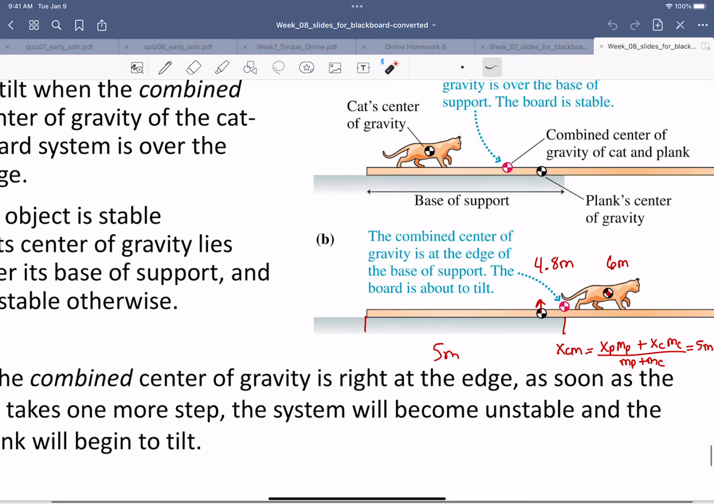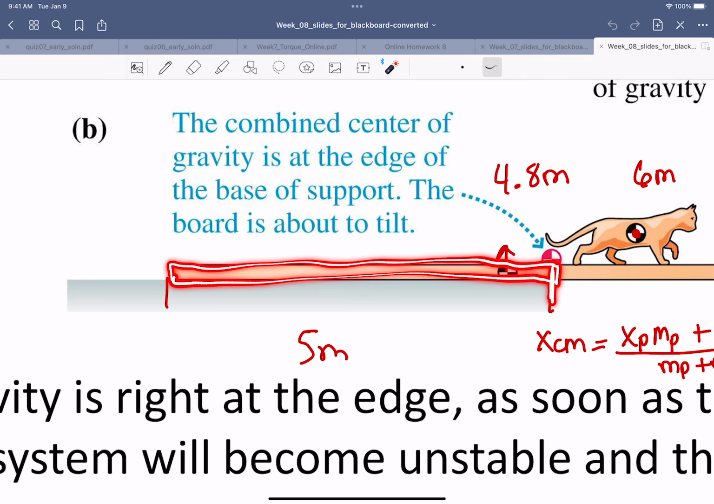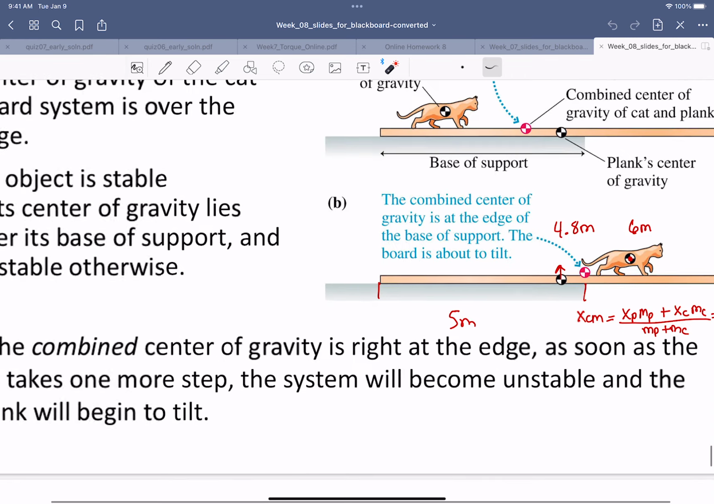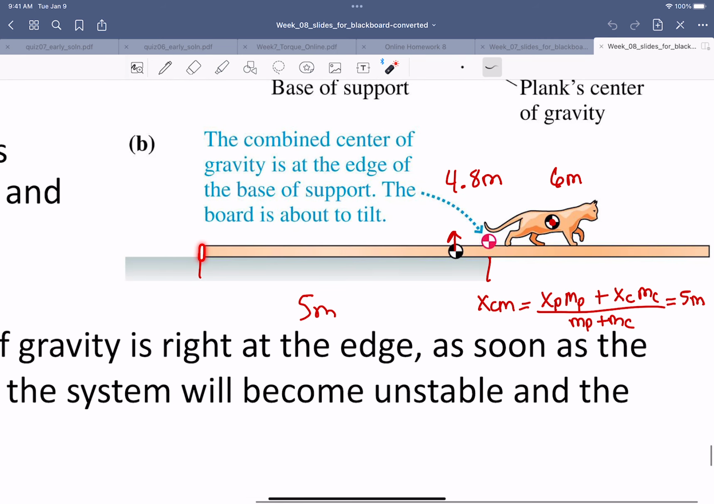Now, the platform of contact here is the section of the plank that is in contact with the ground. So imagine this was a skyscraper or something and there's construction and the cat decides to walk along this plank, for example, or a steel rod or whatever. Then the section of the plank, that distance that's in contact with the skyscraper, is that base of support.